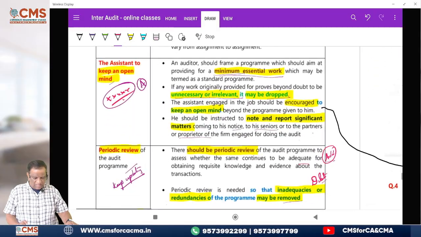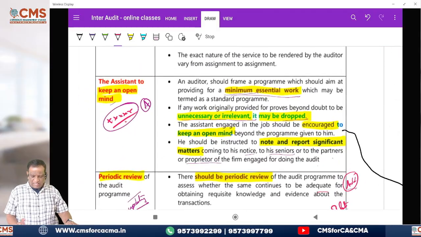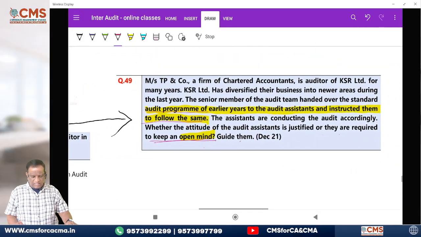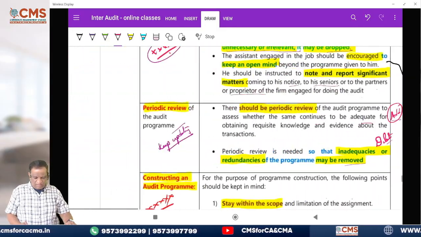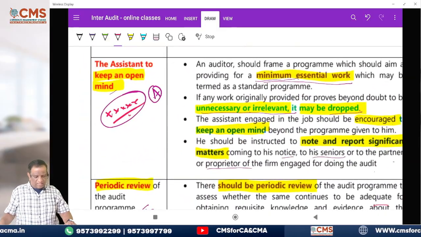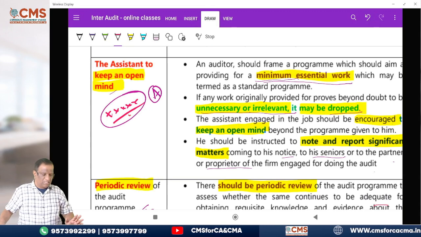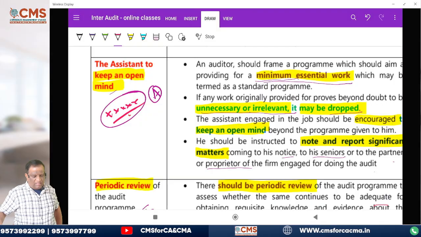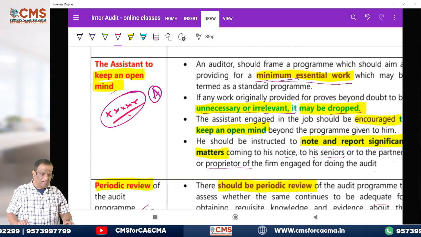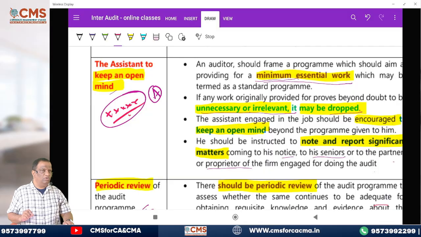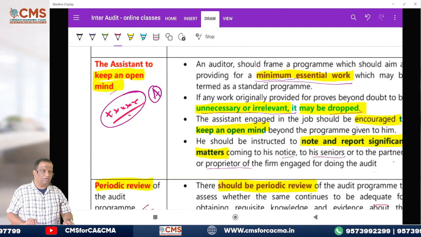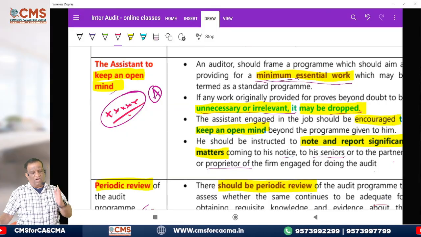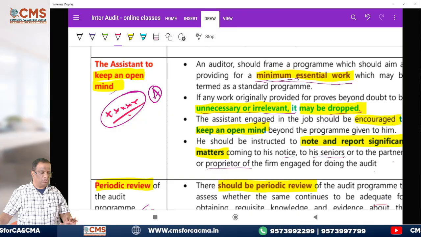Then one more he is asking, because he is asking the latest questions nowadays, is whether we should encourage the assistant to keep an open mind. What he is trying to say is, take my office: I am the partner, a chartered accountant, and I have decided. Now the question is, what should be my attitude? Should I expect my articles to just follow what I am saying, or should I encourage them to apply their own mind?